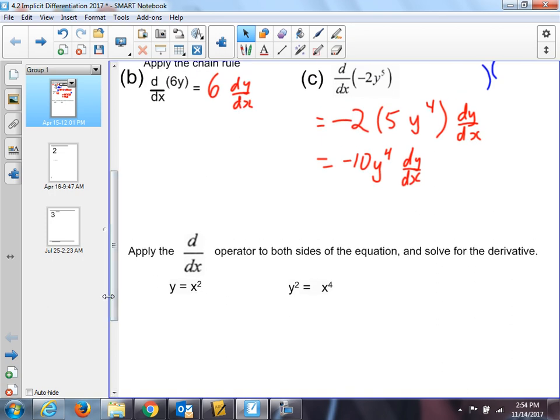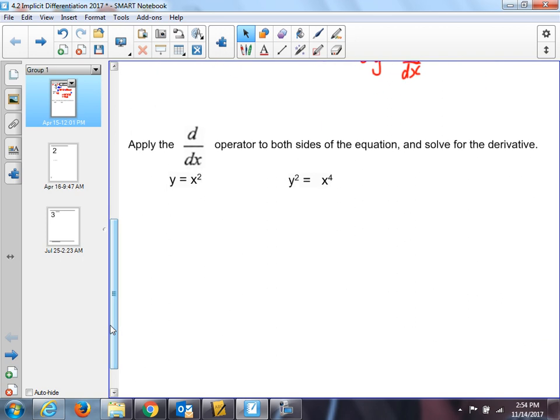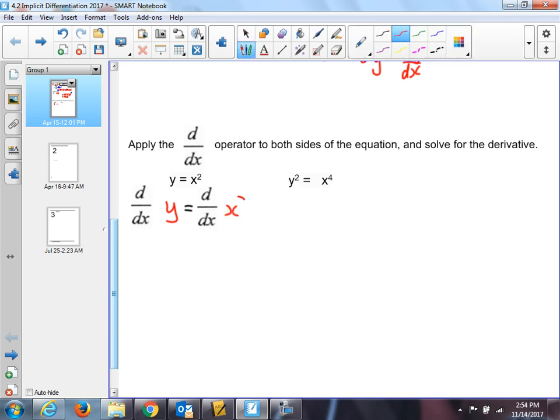Now let's just see here. What if we apply the dy by dx operator to both sides of the equation and solve for the derivative? So what I'm saying is I'm going to take the derivative of y, and I'm going to take the derivative of x squared expression. If I do something to one side, I do it to the other. If I took the square root of both sides, you know, or if I multiply by 2. Now this shouldn't be too surprising.